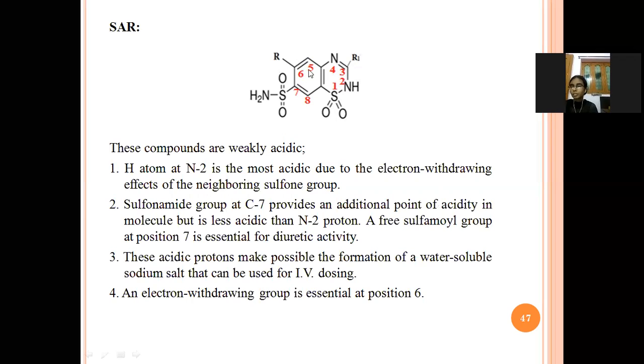In the sixth position, if the chlorine atom or trifluoromethyl group is there, it will increase the activity. If it is replaced with any other atoms like a methyl group, it will decrease the activity. And if the sulfonamide group is replaced with any other atoms, or completely eliminated, the drug completely loses its activity, meaning it does not show any diuretic activity. So this is the SAR.